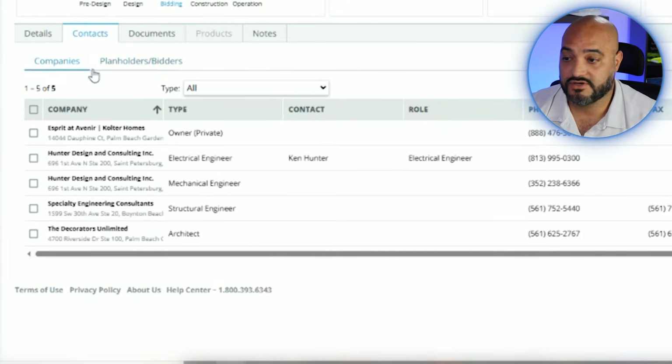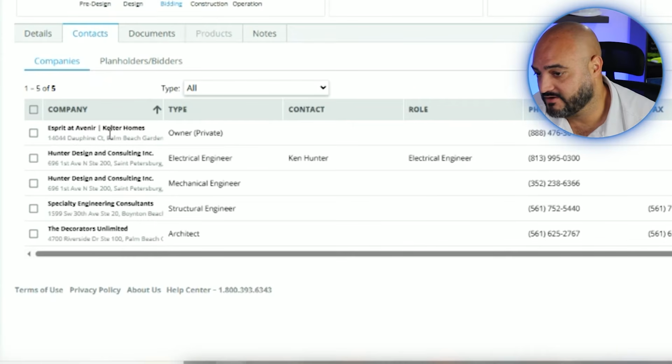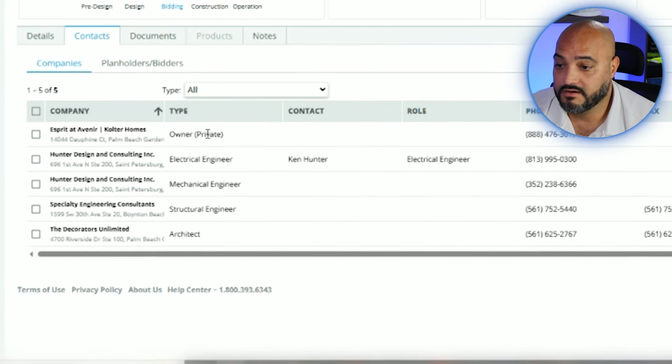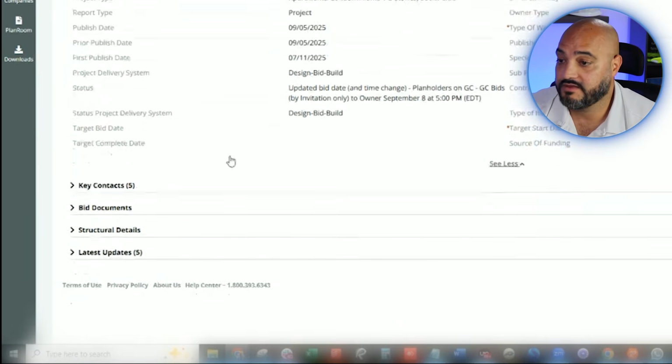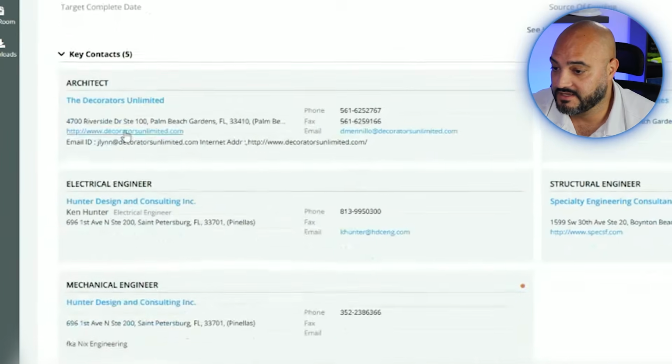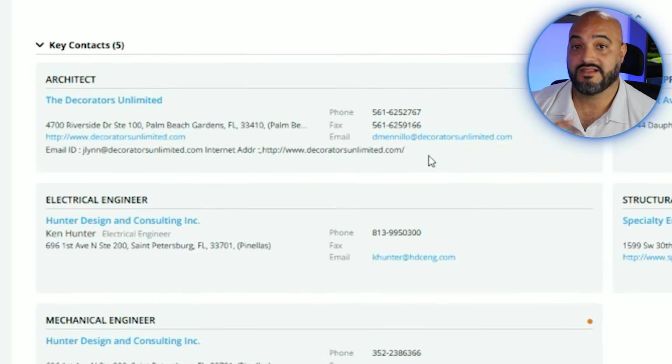Now, if I'm a general contractor, I'm doing the same thing, except I'm going to focus on the design companies. The owner, right? So this Esprit at Avenir, I don't know who they are, but maybe they have other work. Best, I'll get connected with the architecture firm, let's see who he is. Boom, right over here. Guess what I'm going to do? I'm going to get into my truck and go dressed to impress.